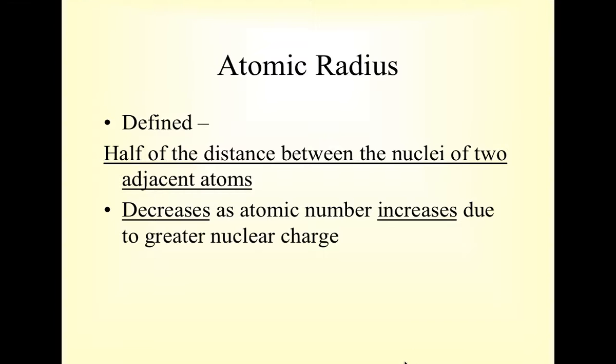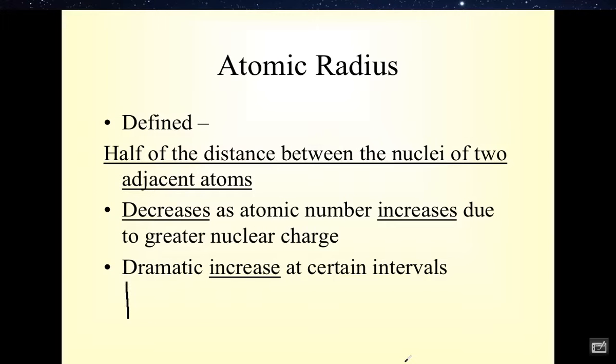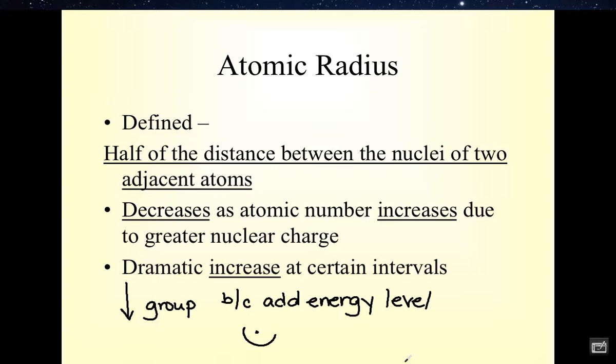Down a group, we see a dramatic increase. So as we go down the group, this is going to increase the atomic radius, and this is because we add energy levels. In other words, we add a ring. So we have a nucleus with 1 ring versus a nucleus with 2 rings. It's going to increase, and then as we go to the third one, it's 3 rings, and so on.